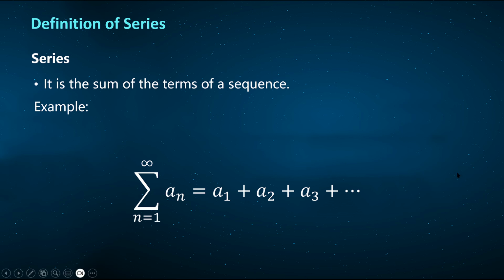Hello class, so continuation of our topic. So this time we are defining this series. Okay, we're dealing with the series. So when we say series, it is the sum of the terms of a sequence.